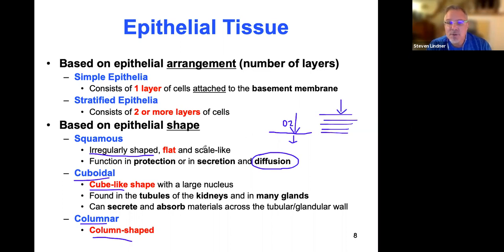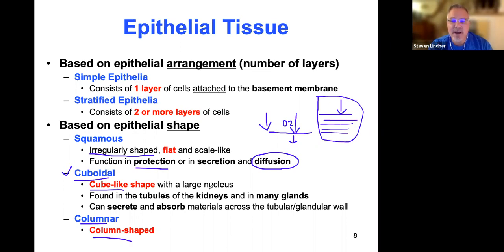Okay, so squamous cells are also used for protection. Would you agree that simple squamous is a better idea for protection, or would stratified squamous be better for protection? Well, when we talk about protection, having more layers is going to make more sense than just one cell layer. So we can see squamous as either simple or stratified. The same thing is true with cuboidal cells. We can see them as simple or stratified.